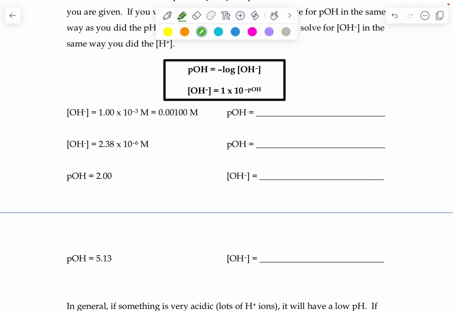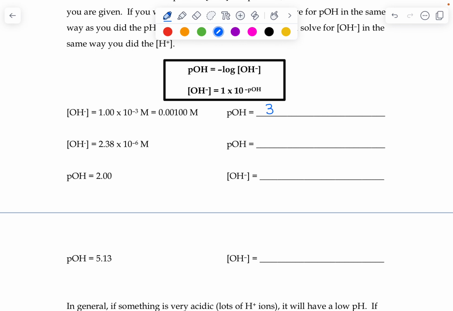So if you had OH- of 1 times 10 to the negative third, and we wanted the pOH, we would say, what is the power of our hydroxide? Well, the power is -3. Our equation says take the negative log, so flip the sign on our exponent.